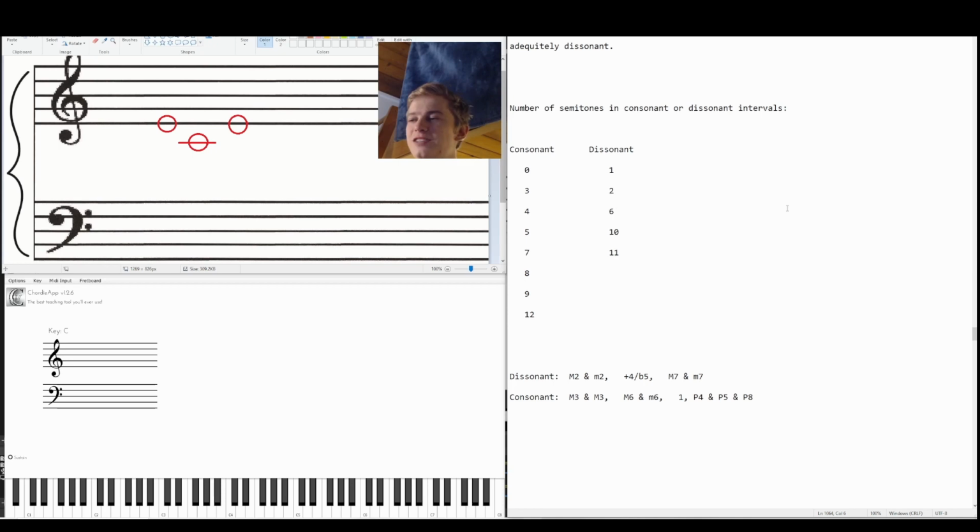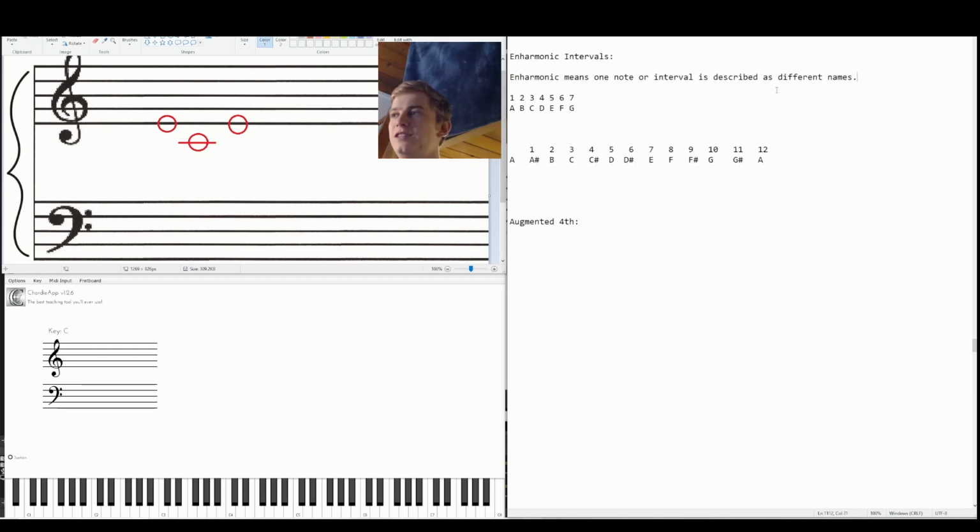And those are the consonant and dissonant intervals and their number of semitones. So now let's take some of the things that we've learned and talk about enharmonic intervals. Enharmonic means one note or interval that is described by different names. So let's look at this a little further.